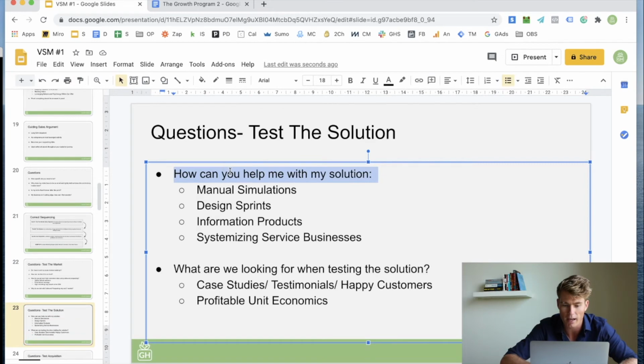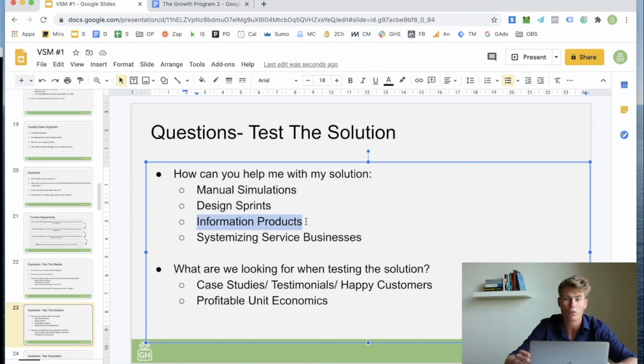Next up, questions regarding the solution. So how can I help you to build your solution? I can give you a little bit of advice on how to create manual simulations, or how to set up products at low cost. Within our methodologies, we use the design sprint, which is an intensive creativity-based and business problem approach to creating solutions. It's really well suited for digital products, so that is something that I can help you with.